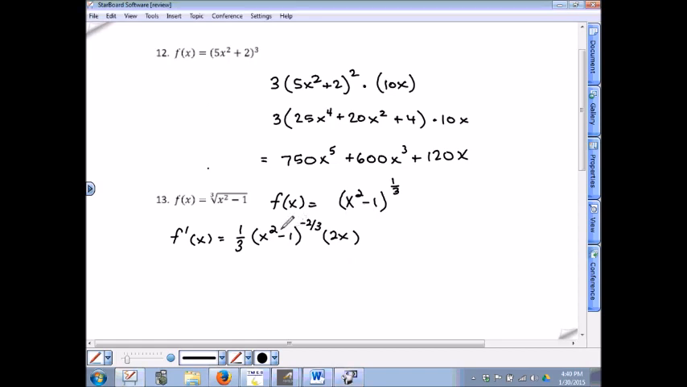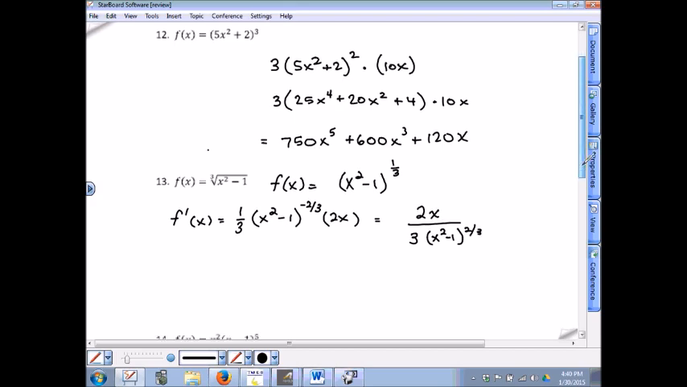Okay, now we don't want to have negative exponents. So this term right here, x squared minus 1 to the negative 2/3, is going to drop down to the bottom of the fraction along with the 3. This 2x is going to stay on the numerator, so we have 2x divided by 3 times the cube root of x squared minus 1 squared. Now you can either write it like that with radicals, or if you just want to keep it with a rational exponent, you can write it as x squared minus 1 raised to the 2/3 power. Either would be fine.